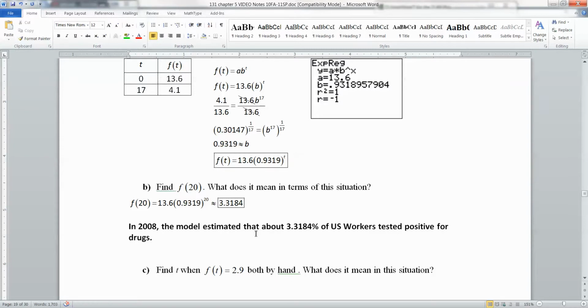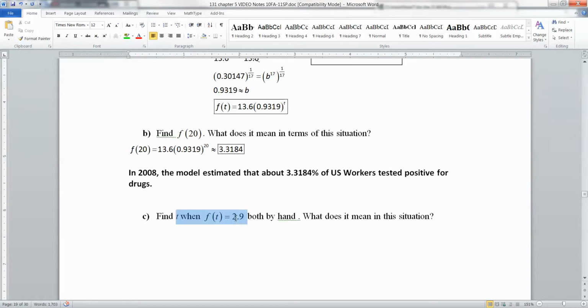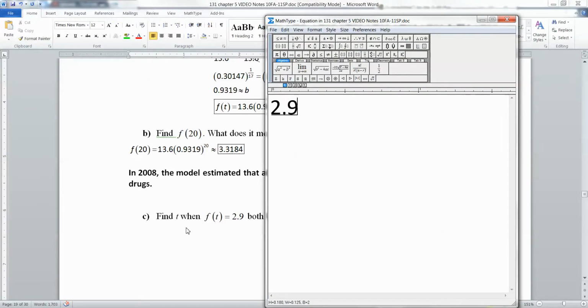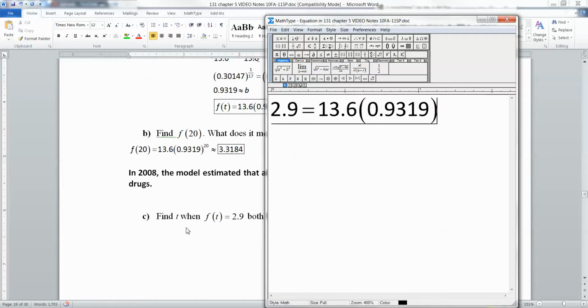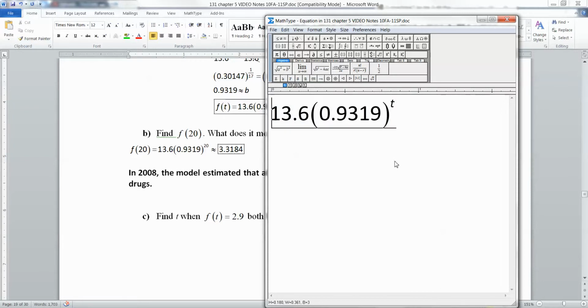So where does Chapter 5 come in? Well, it comes in right here. This is a question you couldn't do in Chapter 4 because, let me show you why. It'd be 2.9 equals 13.6 times 0.9319 to the t. Notice where your variable is. Matter of fact, I'm going to put it over here.